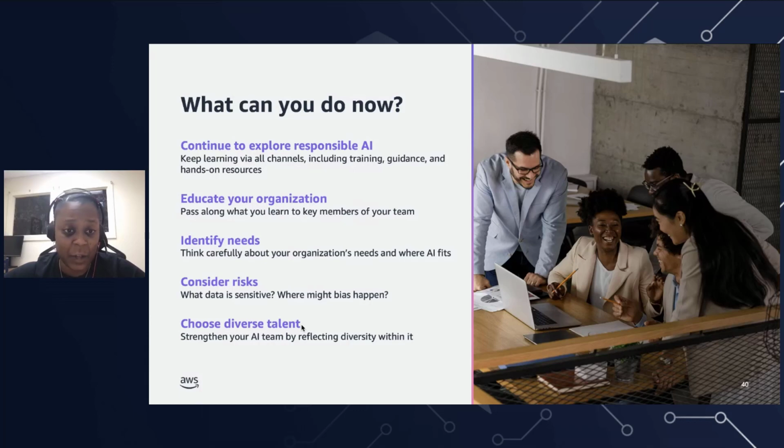Make sure you identify your needs. Carefully think about your organization's needs and where AI fits, and make sure you consider risk. There can be many. One thing we like to think about is, what is the worst possible thing that can happen, and how do we work backwards to make sure that doesn't happen. And then lastly, choose diverse talent. I guarantee you it will help you in many, many ways.